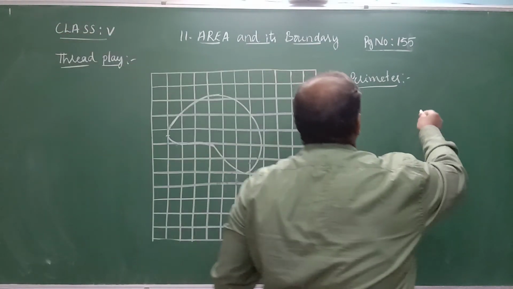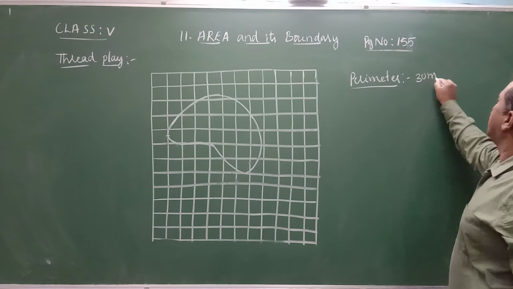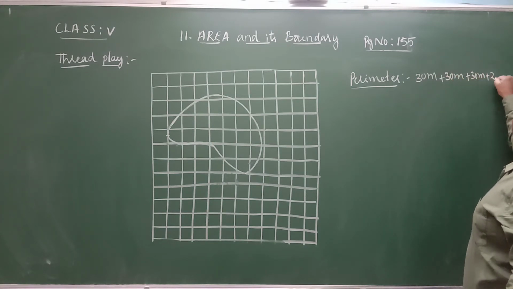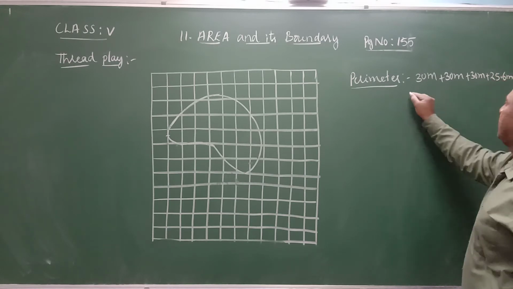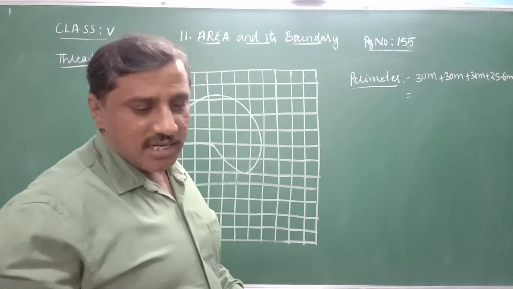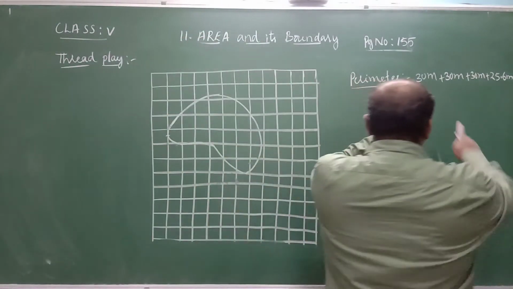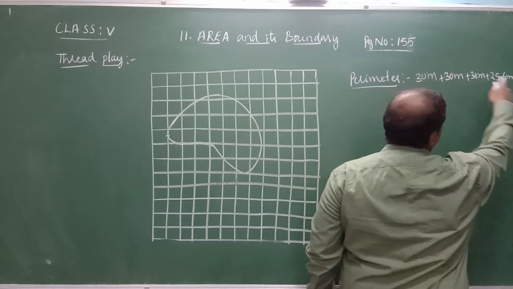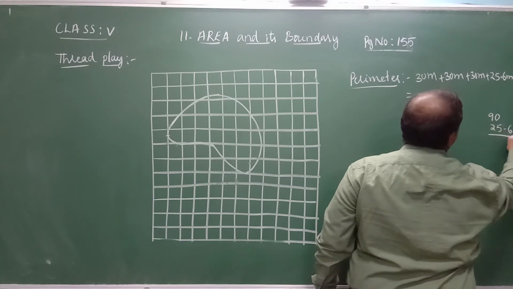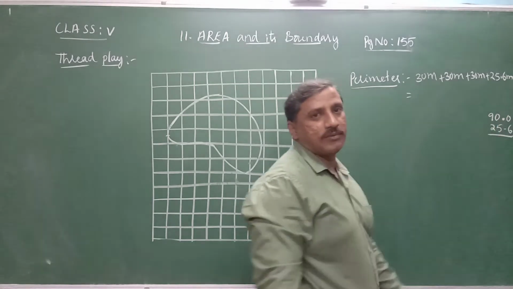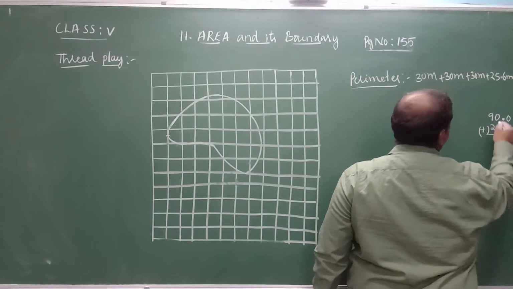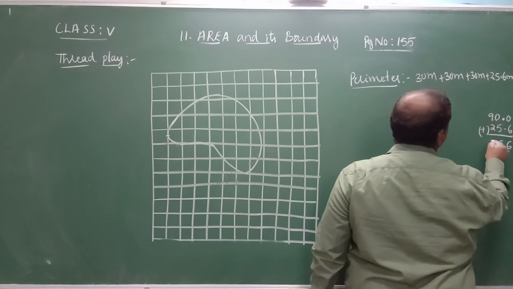Now what is the perimeter? It is 30 centimeters plus 30 centimeters plus 30 centimeters plus 25.6 centimeters. By adding all, you should get the total length, or the perimeter, of that irregular shape. Now 30 plus 30, 60. 60 plus 30, 90. 90 plus 25.6. 90 means 90.0. And addition we are doing: 0 plus 6, 6. 0 plus 5, 5. 9 plus 2 is 11.